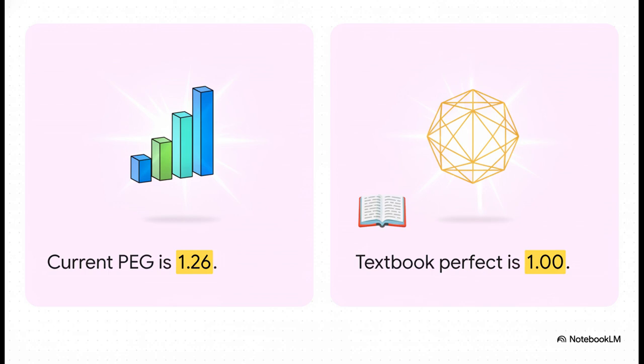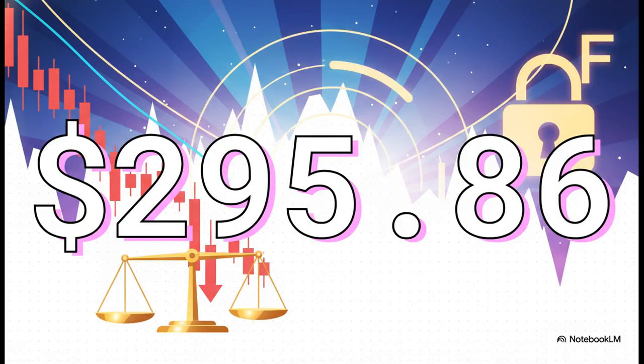But the textbook definition of absolute perfect value for a growth stock is a flat 1.00 PEG ratio. So what stock price actually gets us there? Well, if AVGO were to hit that perfect 1.00 PEG ratio, meaning its forward PE perfectly matched its 32.8% growth rate, the stock would have to drop to exactly $295.86. That would be another 21% haircut from the $374 range. I mean, that would create an incredibly deep value discount. That number right there is our absolute rock-bottom mathematical floor.